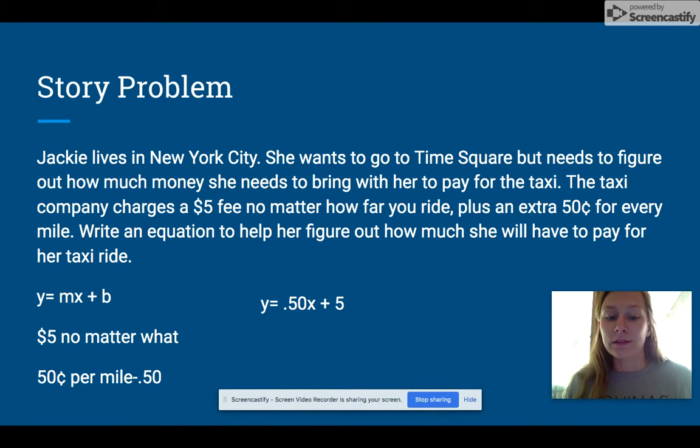So no matter how many miles she'll ride within the city using this taxi company, she will use this equation. So let's say she does ride 2 miles to get to Times Square. 0.5 times 2 is 1, plus 5, so she'll end up paying $6.